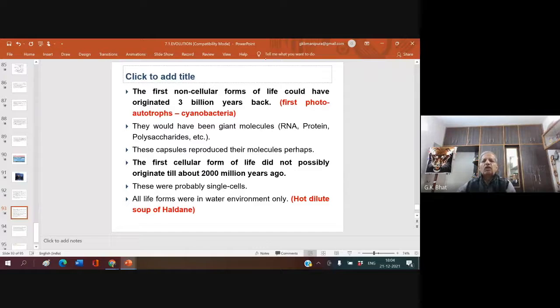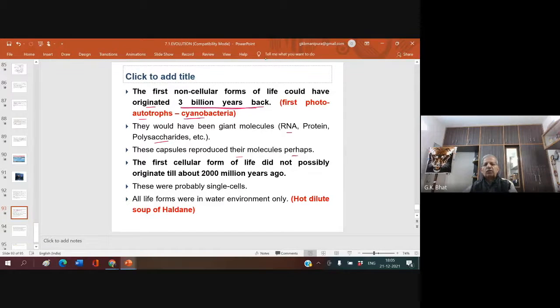The first non-cellular forms of life could have originated 3 billion years back. This is what you have in your NCERT book. I am coming to your NCERT book now; from here afterwards, we are following the NCERT book. So please open the NCERT book and see that. The first non-cellular forms of life could have originated 3 billion years back. The first phototrophs are the cyanobacteria. They would have been giant molecules: RNA, protein, polysaccharide, etc. These capsules reproduce their molecules perhaps.